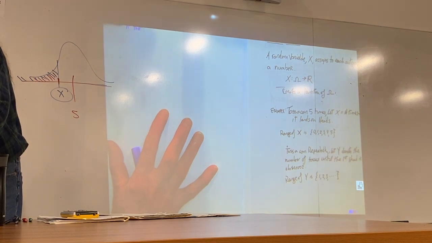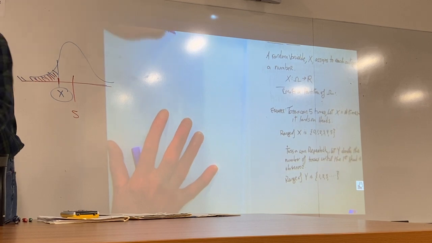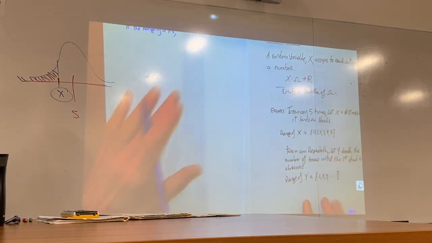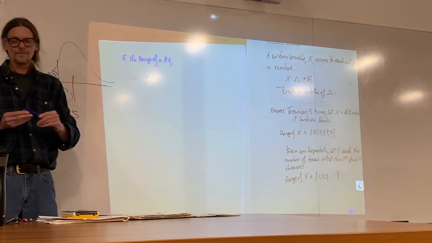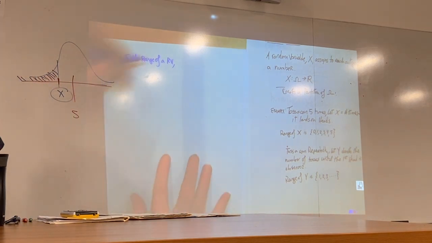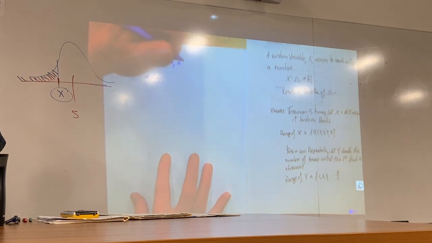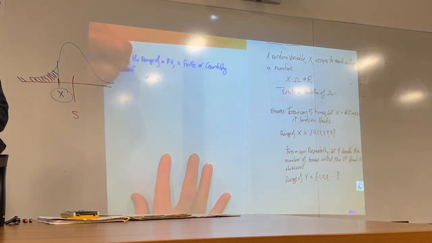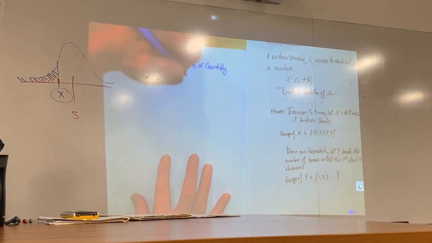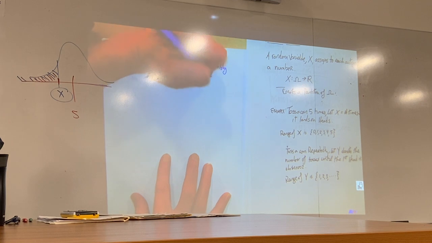If the range of a random variable, by the way, I always use RV to stand for random variable, okay? If the range of a random variable is either finite or countably infinite, then that random variable is called discrete.